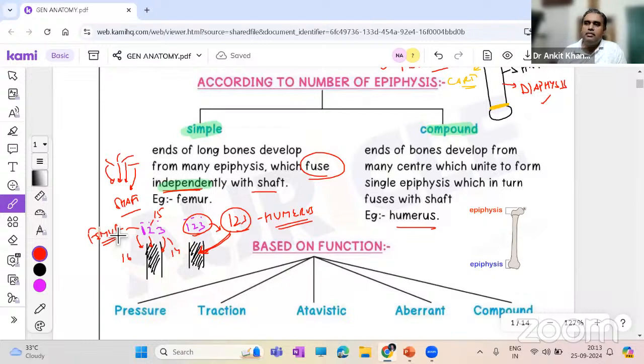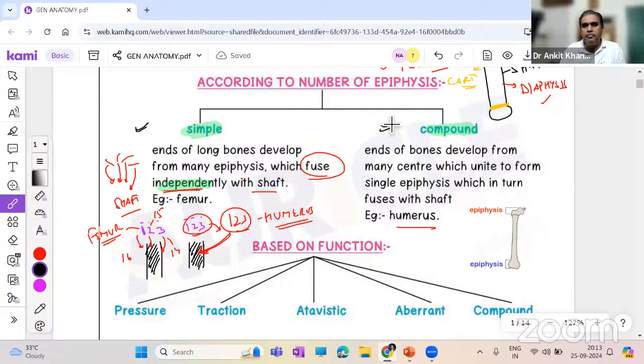Their applied importance is important when you are doing age mapping, when you are doing forensic medicine, or in various operations or treatments in orthopedics, right? Then they are used. But for the first day, for the beginning, at least you should know the difference between simple and compound epiphyses. I hope I'm clear with this point, right?